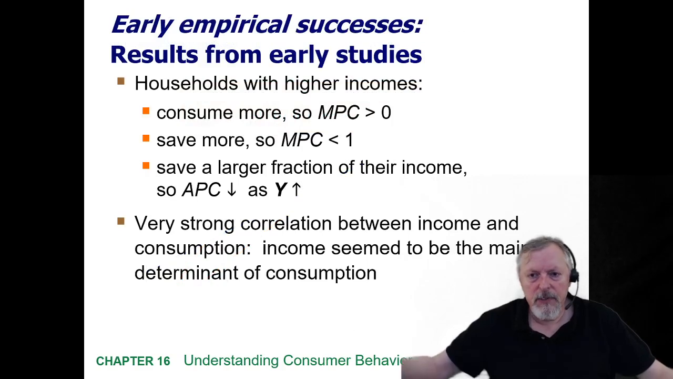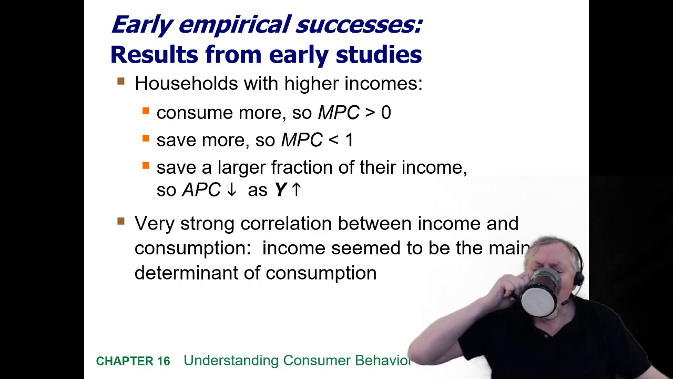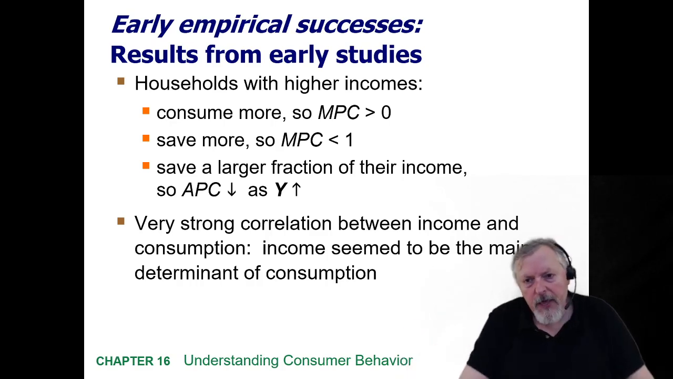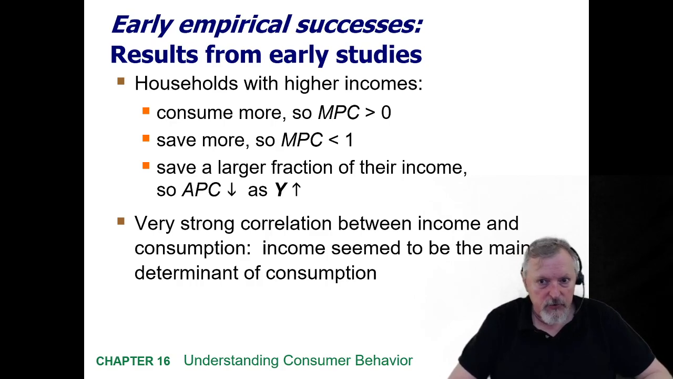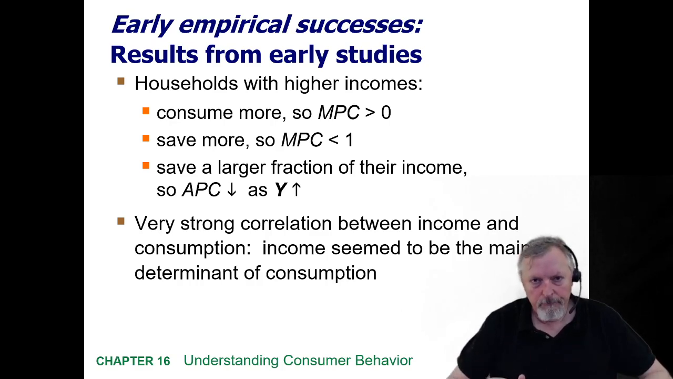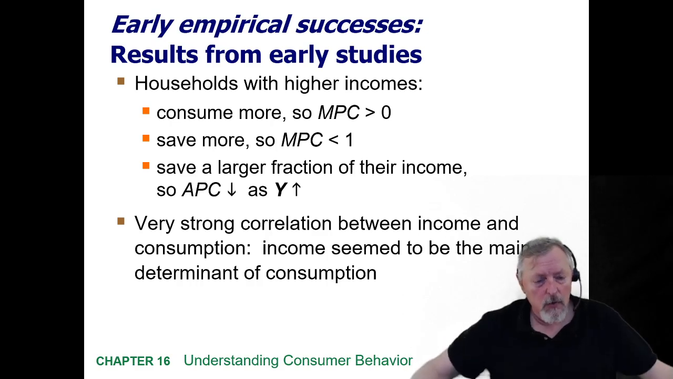Now, early work seemed to support the Keynesian consumption function. Surveys of households found that households with higher income both consumed more in absolute terms and also consumed less as a fraction of their income. They tended to save more of their income than did the poor. Also, aggregate data seem to confirm our intuition that both consumption and savings are low when income is low.